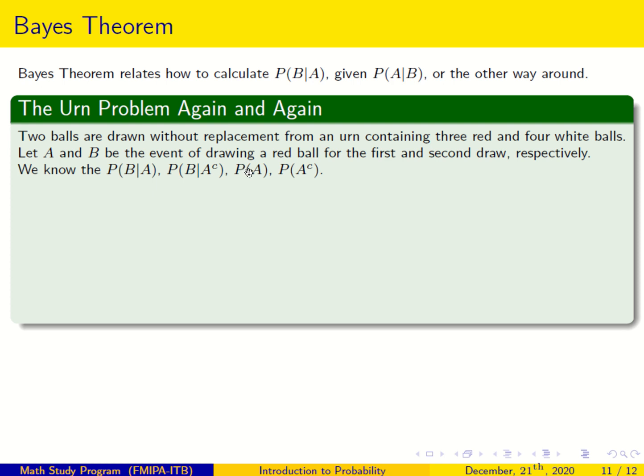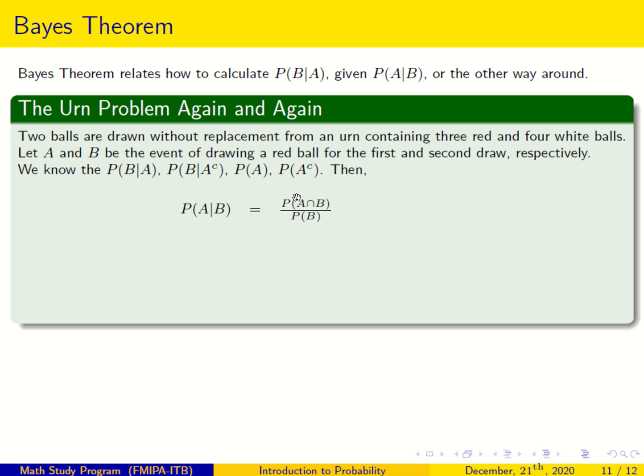Probability of A, what is this probability of A? 3 out of 7, and this is 4 out of 7. Probability B given A is just 2 out of 6, and this is just 3 out of 6. And I have probability of A given B. I don't know this, but I can calculate it by using the conditional probability formula, that is given by this divided by probability of B, because the given is event B.